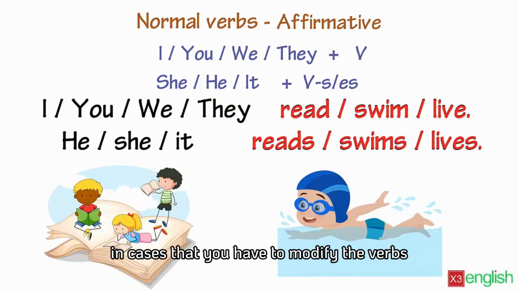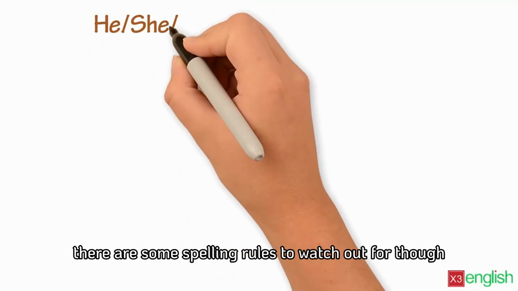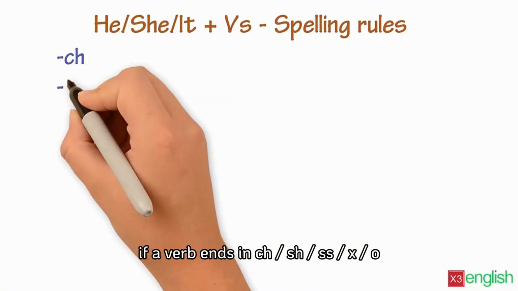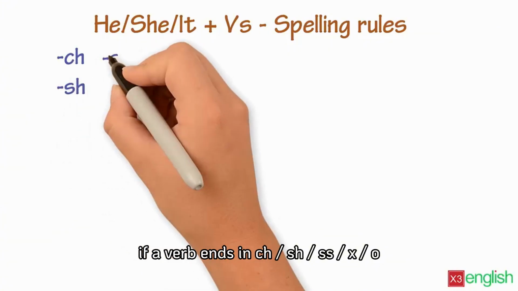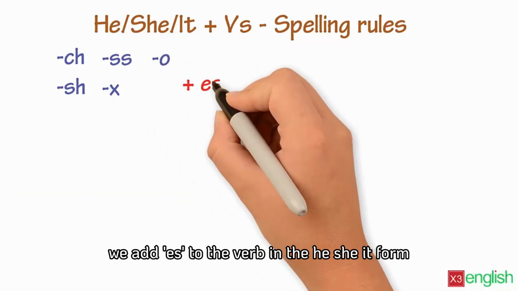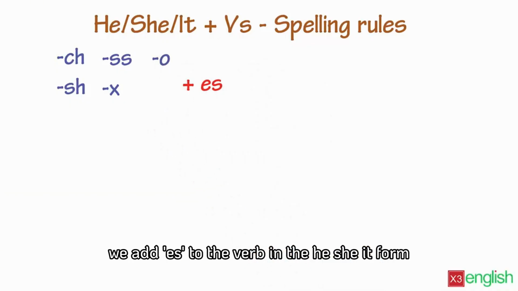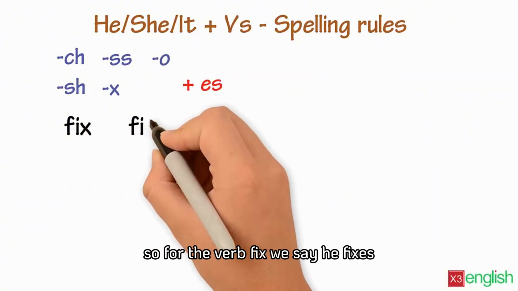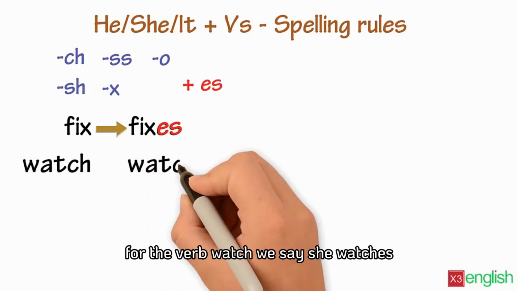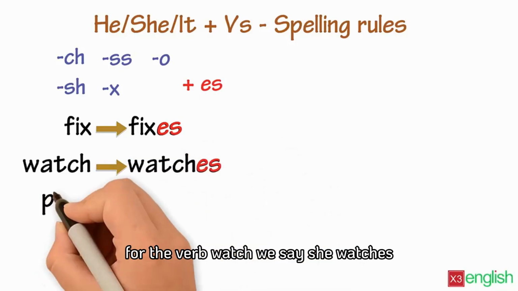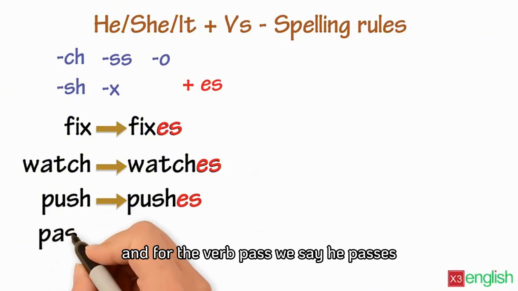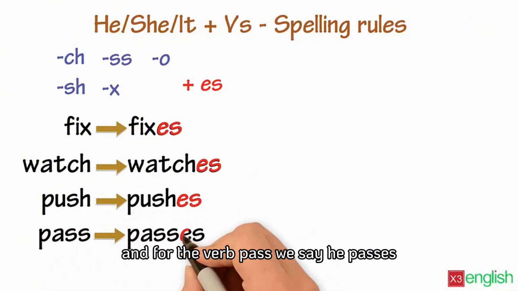In cases where you have to modify the verbs, there are some spelling rules to watch out for though. If a verb ends in ch, sh, ss, x, and o, we add es to the verb in the he, she, it form. So for the verb fix, we say he fixes. For the verb watch, we say she watches. For the verb push, we say he pushes. And for the verb pass, we say he passes.